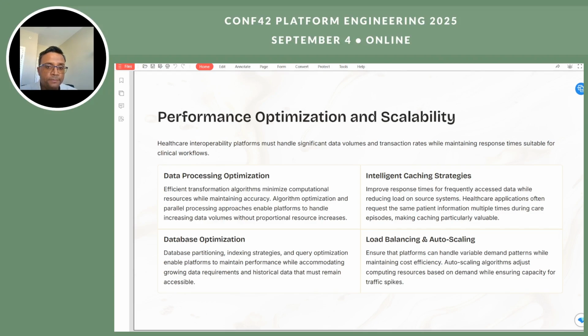Database partitioning, indexing strategies, and query optimization enable platforms to maintain performance while accommodating growing data requirements and historical data that must remain accessible. Load balancing and auto scaling ensure that platforms can handle variable demand patterns while maintaining cost efficiency. Auto-scaling algorithms adjust computing resources based on demand while ensuring capacity for traffic spikes.